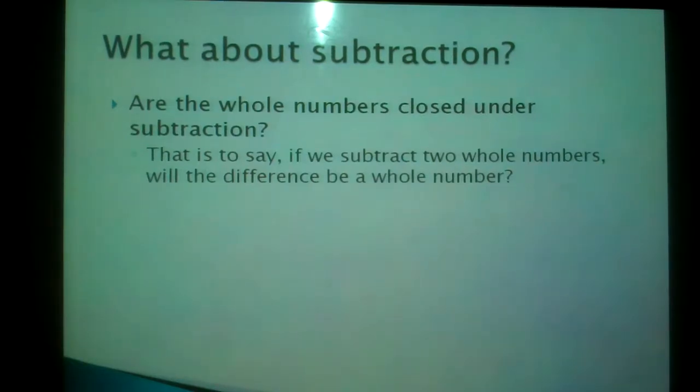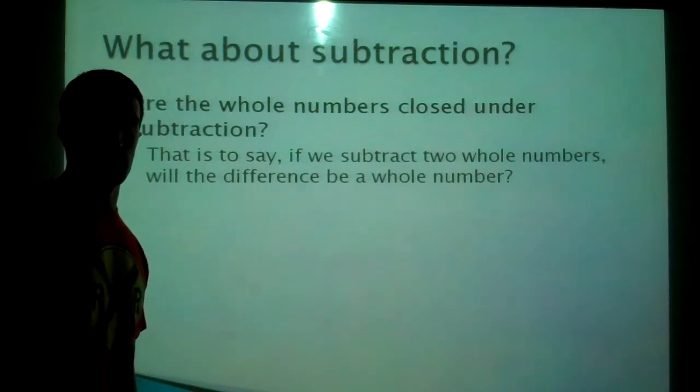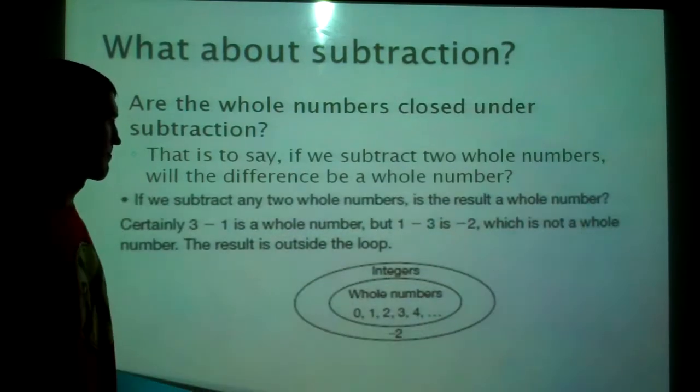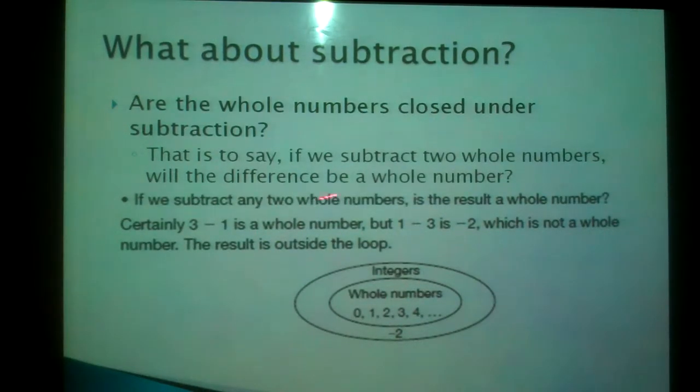Are the whole numbers closed under subtraction? That is to say, if we subtract two whole numbers, will the difference also be a whole number? Turns out that if we subtract two whole numbers, we will not always get a whole number. Certainly 3 minus 1 is a whole number, but if we reverse that, 1 minus 3 is negative 2. And negative 2 is not a whole number. So, now we're introducing negative numbers.